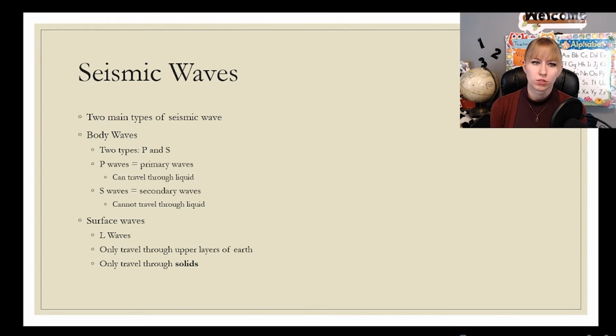Surface waves, also known as L waves, only travel through the upper layers of the Earth, and they can only travel through solids. These are the ones that are going to make those big, wave-like ground motions that people who have lived in California have mentioned before. Also Oregon and Washington. If you've ever met someone who talks about how the ground came up to meet them, that's what was going on.